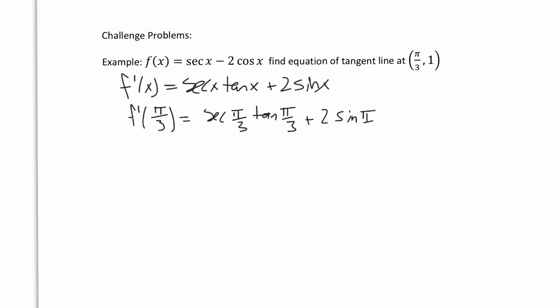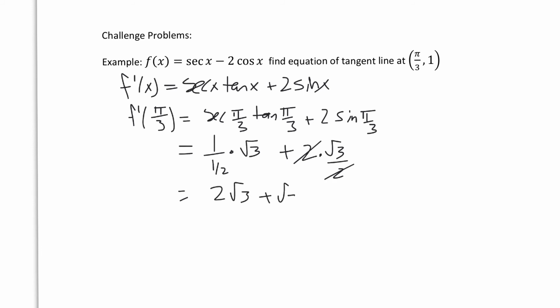So this is a good time to review your unit circle because we need some special values to plug these in. Secant, if we remember, is 1 over cos. Cos of pi by 3 is 1/2, so this is 1 over 1/2. Tan of pi by 3 will be root 3. And then sine of pi by 3 is root 3 over 2. Now the 2's cancel here. And this flips up to give you 2 root 3. So you have 2 root 3 plus a root 3, which is 3 root 3.